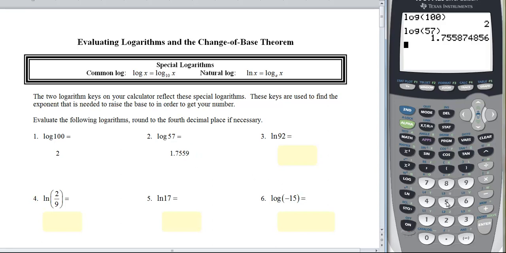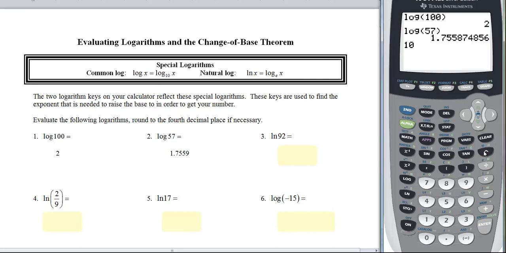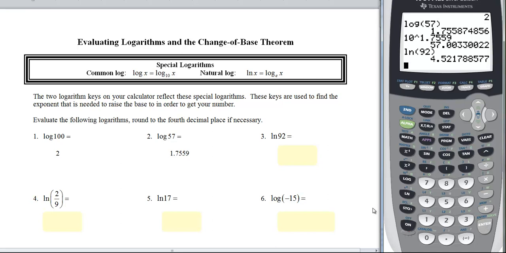Well, let's see something. If I raise 10 up to 1.7559, remember, I rounded up. I should get very close to 57, but over it. Okay? This one wants us to find the exponent needed to raise e to get 92. So ln 92, enter. So it should be 4.5218.